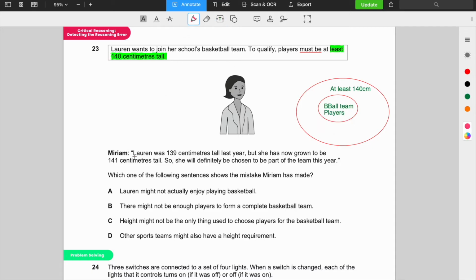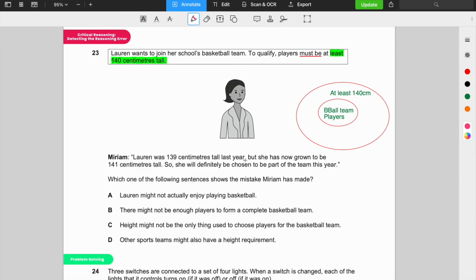Now Miriam is wrong because Miriam says Lauren was 139 centimeters last year, but she's grown to 141 centimeters, so she will definitely be chosen. Miriam has confused a necessary condition for a sufficient condition. Just because you're at least 140 centimeters, that does not guarantee that you can be a basketball player. You can still be outside of that smaller circle, right? So remember, the inner circle represents sufficient condition, the outer circle represents necessary condition.